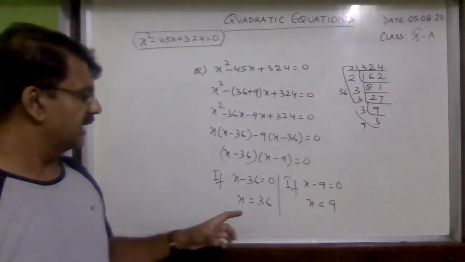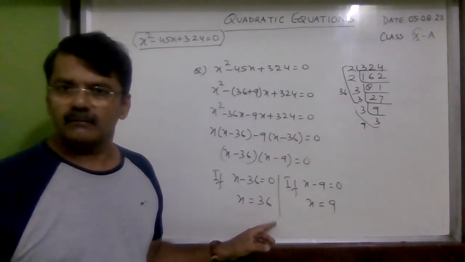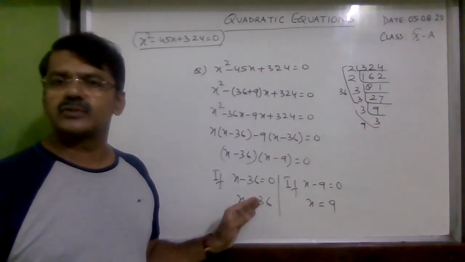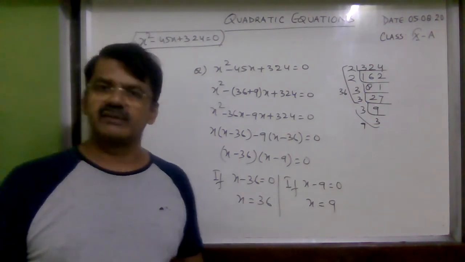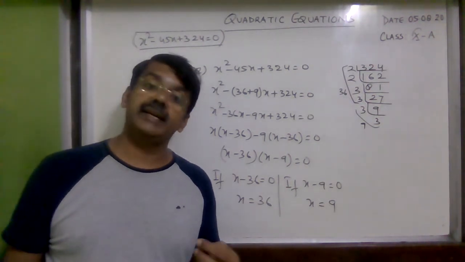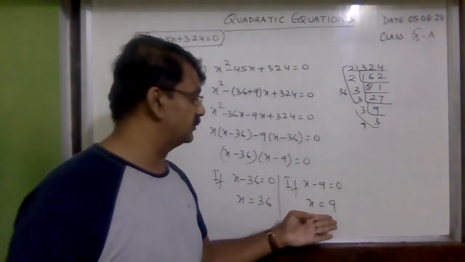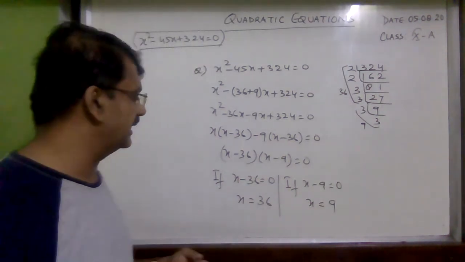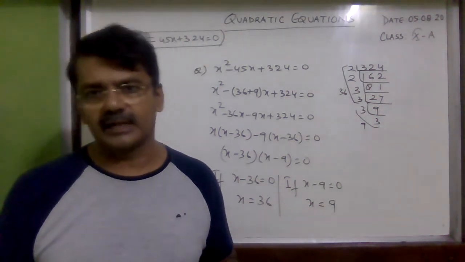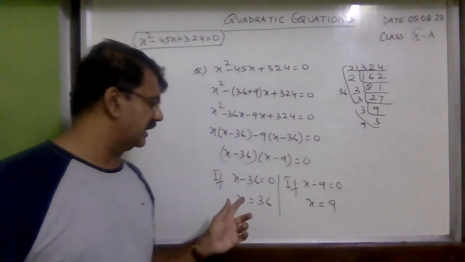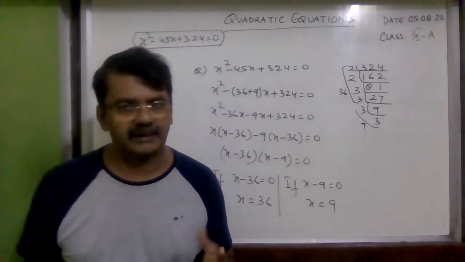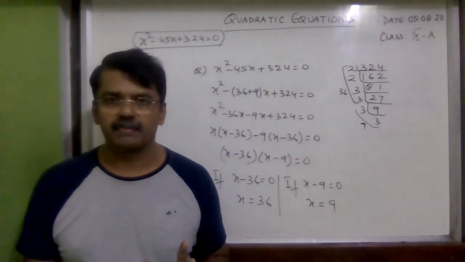Now you see, that means if the number of marbles of John is 36, then the number of marbles of Jivanti will be 9, and if the number of marbles of John is 9, then the number of marbles of Jivanti will be 36. Means out of the two, one is having 36 marbles and the other 9. That is the answer. Clear?